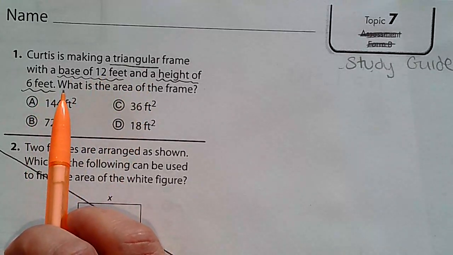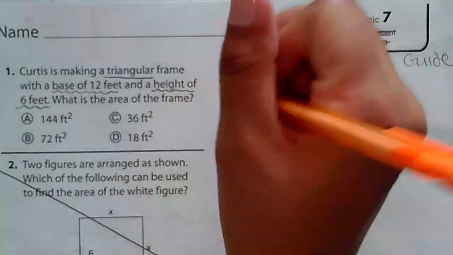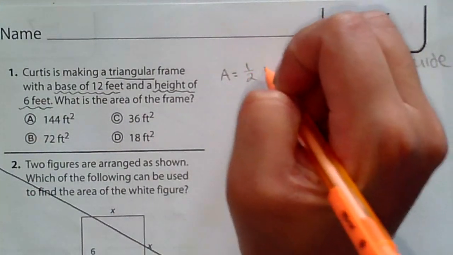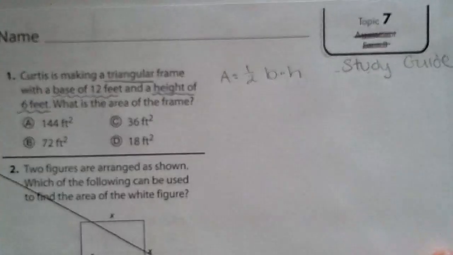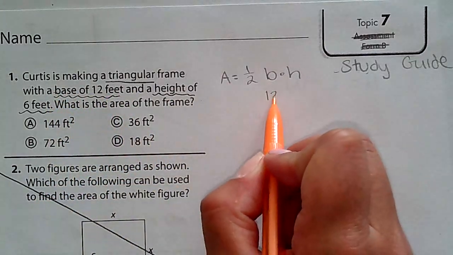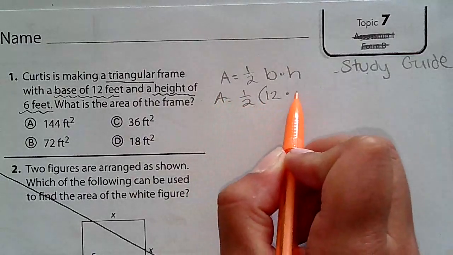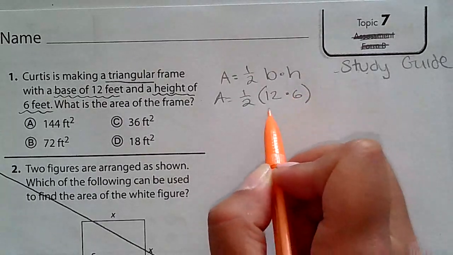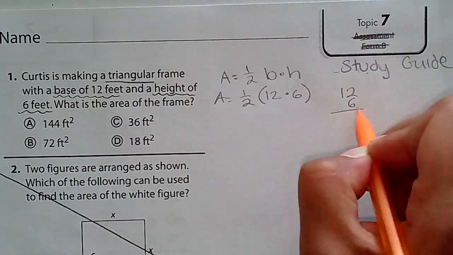6 feet. So, remember that the formula to find area of a triangle is area equals 1/2 base times height. So, what is the base? The base is 12. I'm going to plug in 12 for base. Area equals 1/2 times 12 times the height. The height is 6. Okay, what is 12 times 6? You can use a calculator or you can write it off to the side.